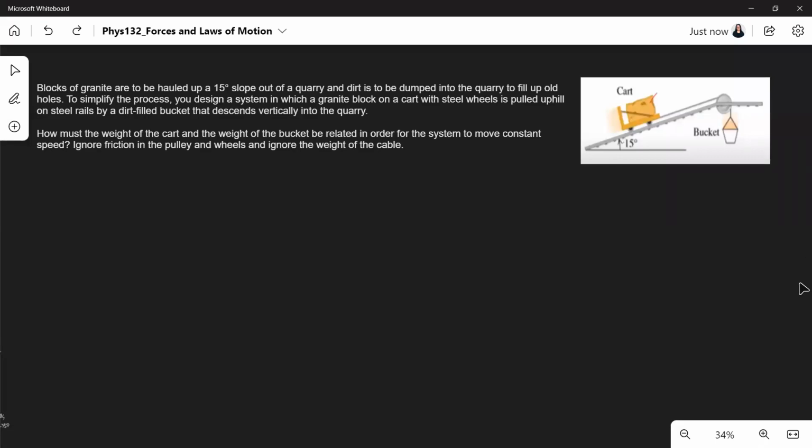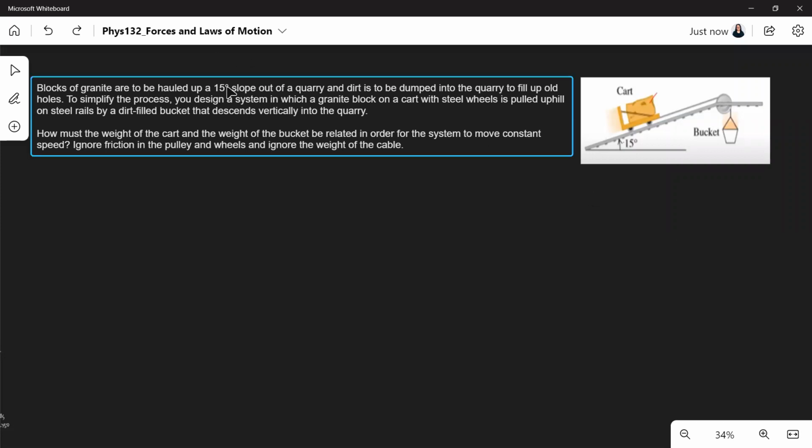So this is an example of tension with one of the objects on an incline, right? Blocks of granite are to be hauled up a 15 degrees slope out of a quarry, and dirt is to be dumped into the quarry to fill up old holes. To simplify the process, we design a system in which a granite block on a cart with steel wheels is pulled uphill on steel rails with a dirt-filled bucket that descends vertically into the quarry.